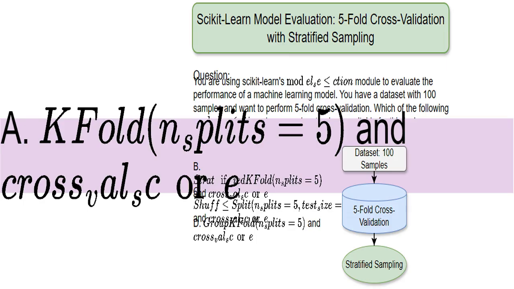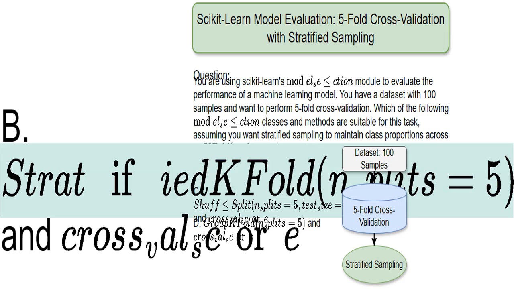This option uses KFold, which performs simple k-fold cross-validation, but it does not guarantee stratified sampling. The class proportions might not be maintained across folds, so it's not the best choice for our problem. This is where we use StratifiedKFold, which is specifically designed for stratified k-fold cross-validation. It's perfect, because it maintains the class proportions in each fold, addressing the key requirement of the problem.